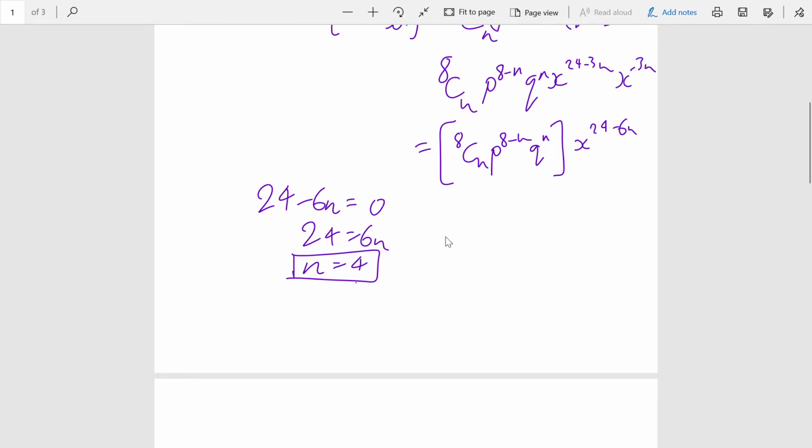So this constant term will be 8 choose 4 times p to the power of 8 minus 4 is 4 times q to the power of 4. And 8 choose 4, if I'm not mistaken, we can do some little calculation up here. 8 times 7 times 6 times 5 over 4 times 3 times 2 times 1. This is the manual way of going about 8 choose something.